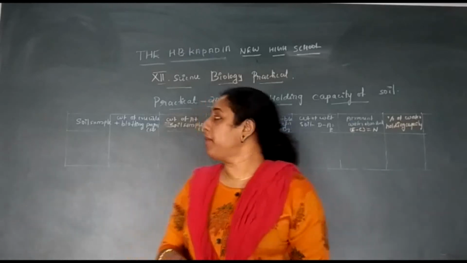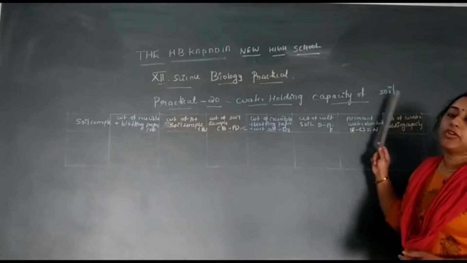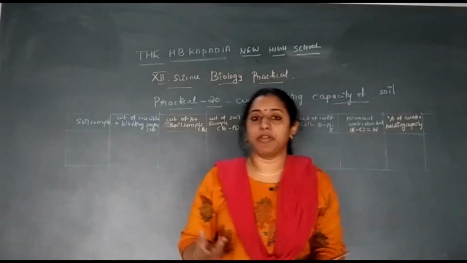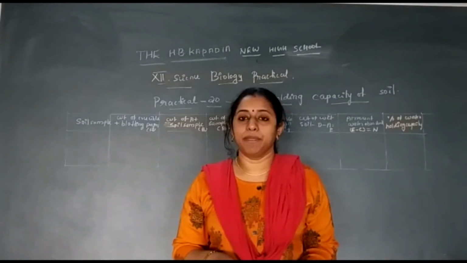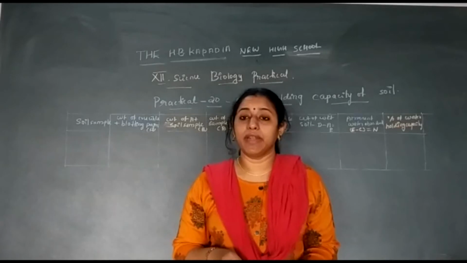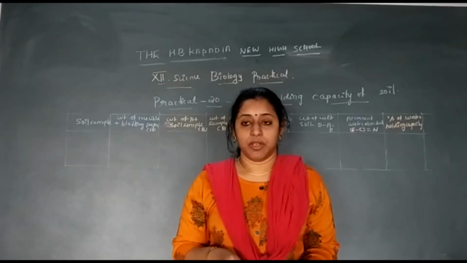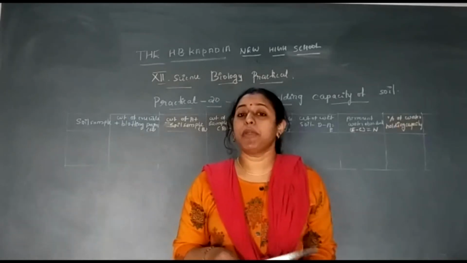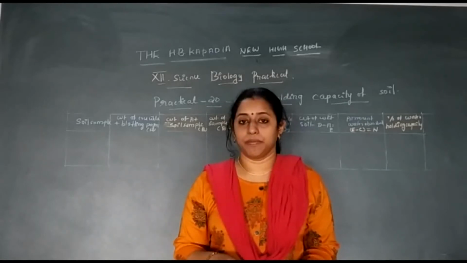So I am starting practical number 20, water holding capacity of soil. Now I am going to tell you how to perform that in a rough way. First you have to take a soil sample, then you have to weigh it. You have to add some amount of water. Then you have to hold the soil for some period of time. After some period of time, you have to weigh the soil again.